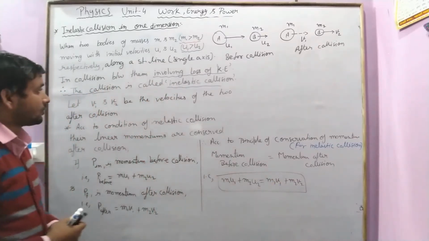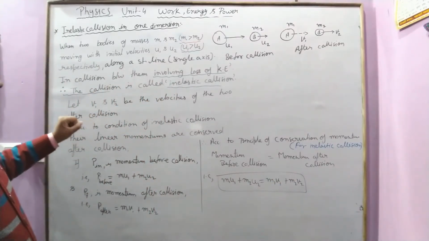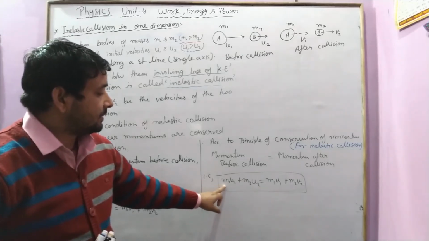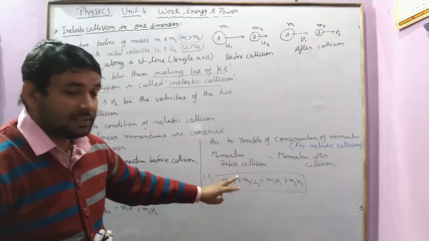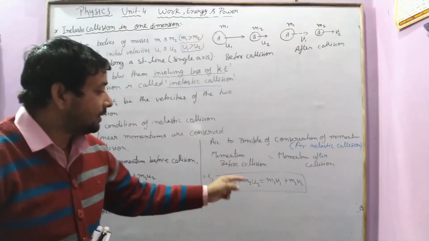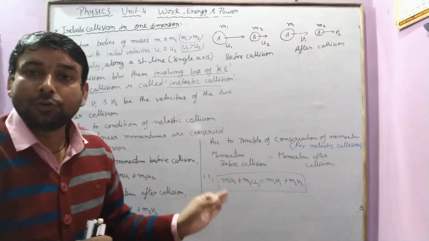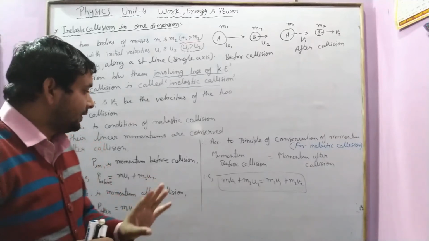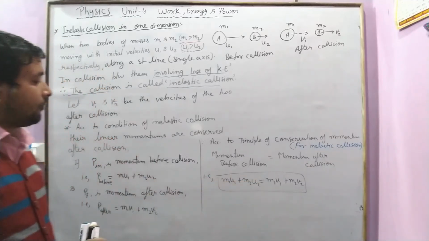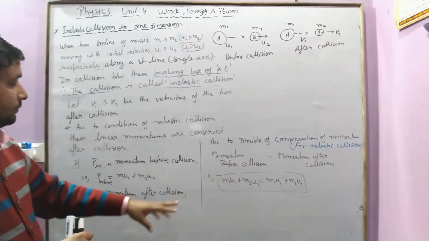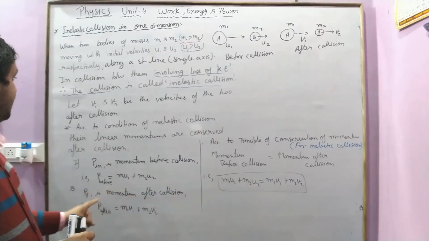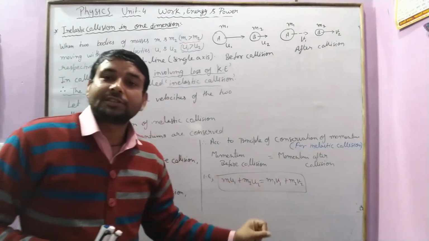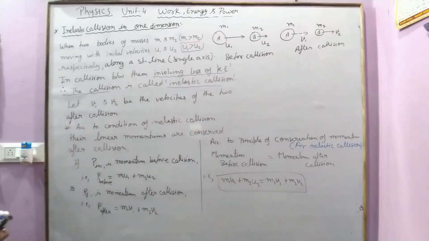So this is a simple case: if the masses of the objects and initial velocities and either of the final velocities, v1 or v2, is given in the problem, then we can calculate the result for the final velocity which is asked in the question. Okay, note this.